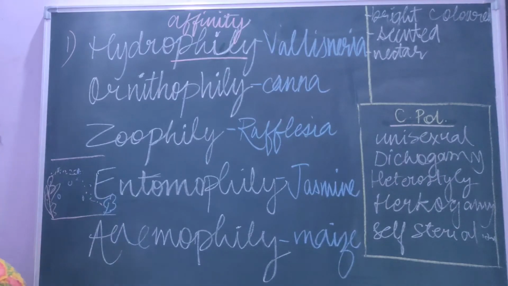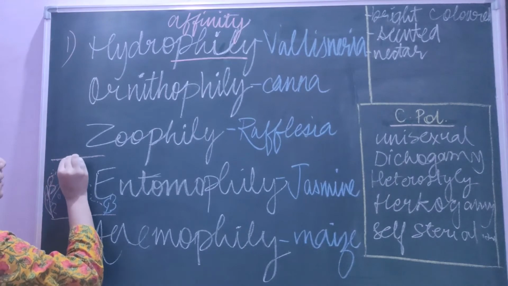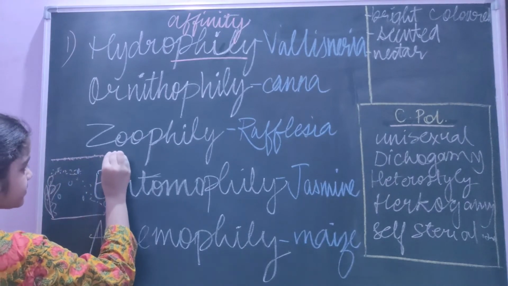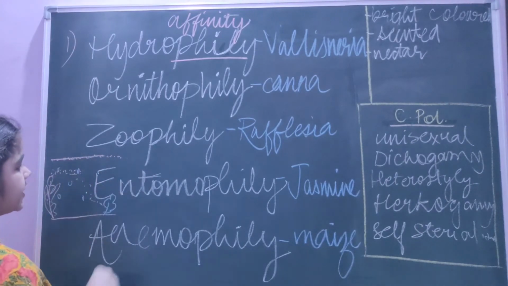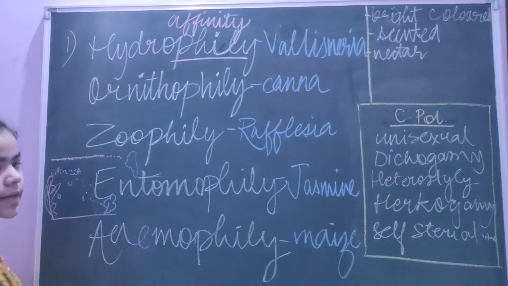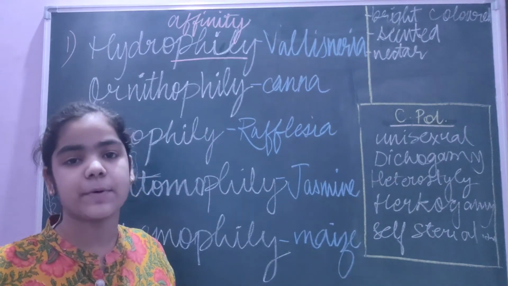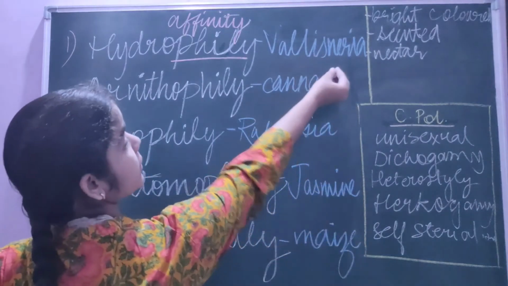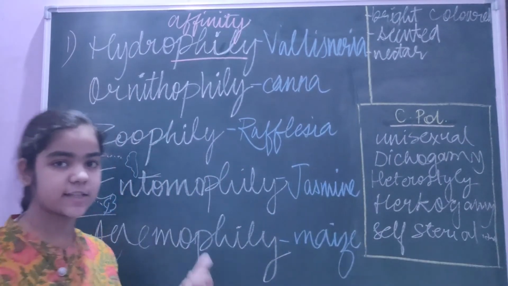In some cases it may happen that these can come up on the surface of water and simply reach the flower like that. Alright, the plant in which pollination occurs in this way is Vallisneria. Let's see the next one.